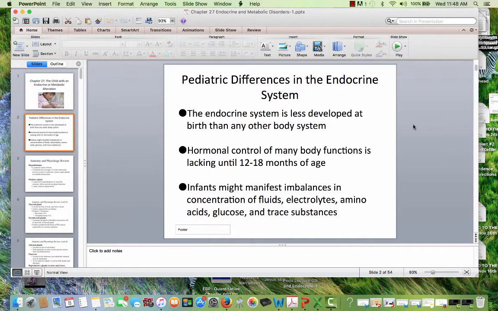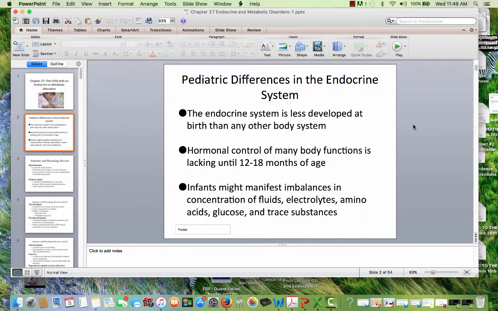So some of the differences in the endocrine system within the pediatric population is that it's the least developed system at birth than any other system, so the hormonal control of many of the body functions is lacking until the child is about a year to a year and a half of age. And infants, because their body content tends to be mostly fluid, manifest imbalances in concentrations of their fluids, electrolytes, amino acids, glucose, and trace substances.